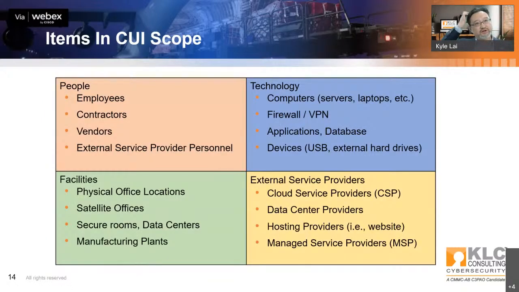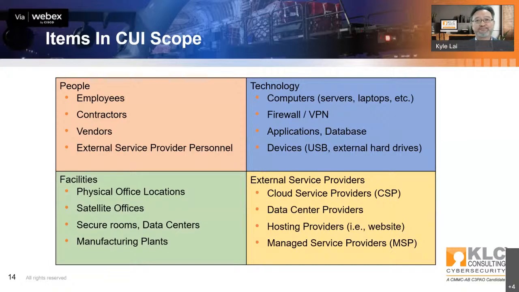And also when we are talking about the CUI scope, we're really talking about the scope to include the people, technologies, facilities, because you might have more than one facility, and also the external service providers. So let's start with people. People, these are the employees, contractors, or your vendors as well, right? If you outsource to another IT firm support, or external service provider or managed service providers, you want to include those people. When you think about the people who might be touching it, you probably want to take them into consideration.